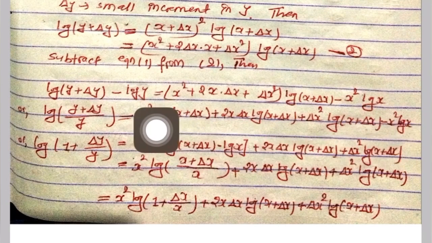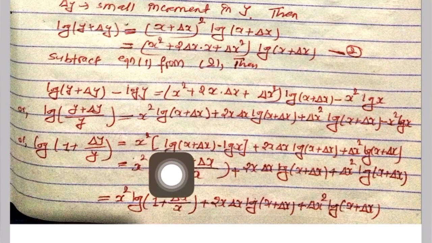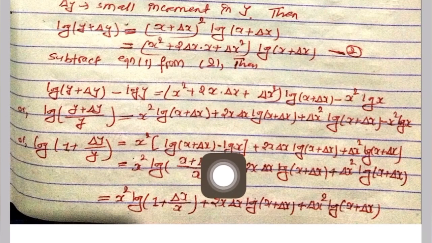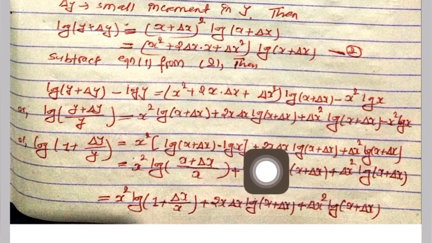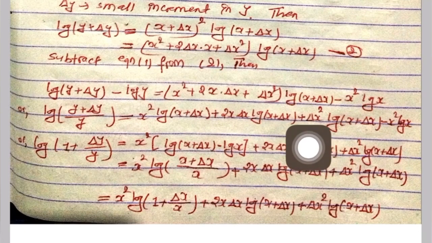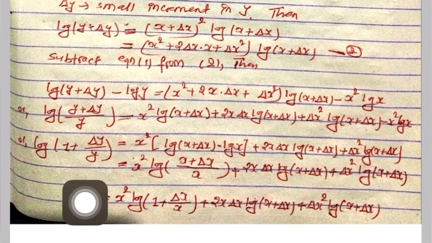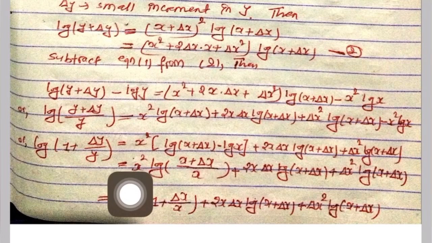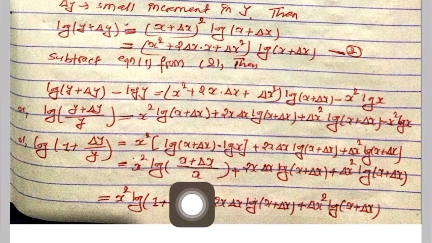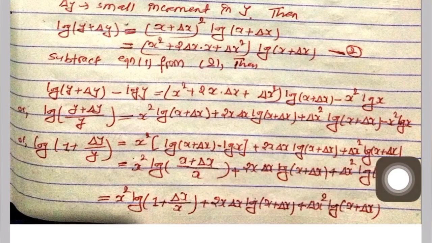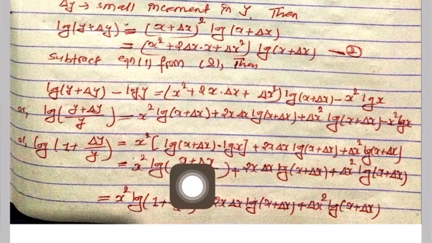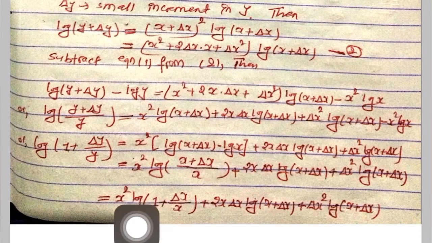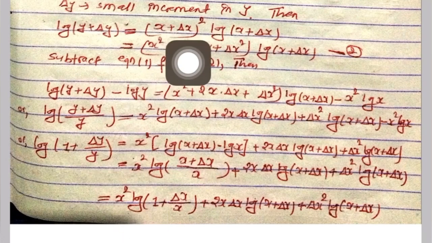So x squared is taken common here, and log of (x plus del x) minus log x is inside the bracket, and plus 2x del x log (x plus del x) is as it is, and also del x squared times log of (x plus del x) is also there. So x squared is there, and in another step log of (x plus del x) divided by x is there, and remaining terms are as it is. Inside the log function here we can write log of (1 plus del x by x).